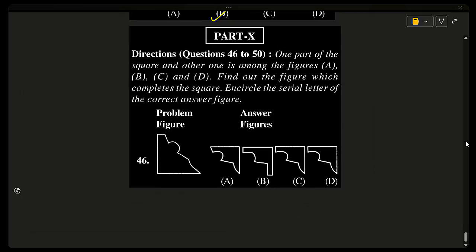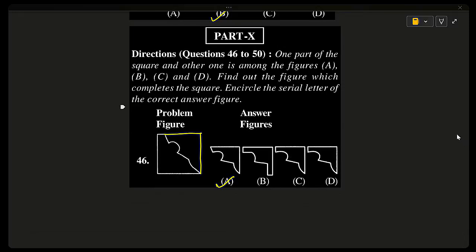So 46th one. To complete the square, you try to draw the square like this. So which one exactly matches? Here also the answer figures are given in somewhat smaller proportion to the question figure. Size difference is okay, but you have to find the same shape as it is. So 1, 2, 3, 4. Yes, option A is matching, and the other options are not matching the exact proportion.